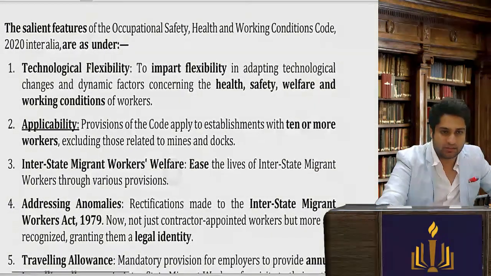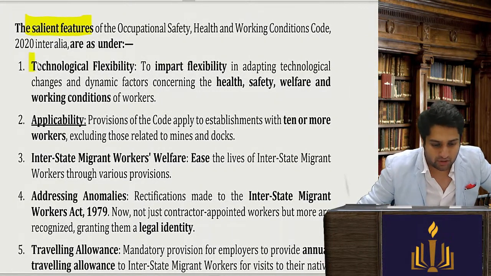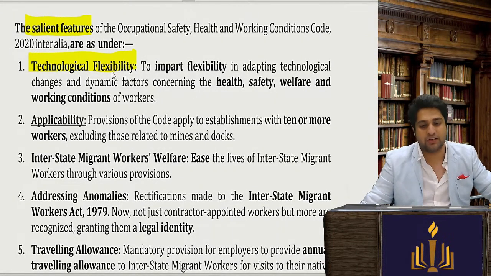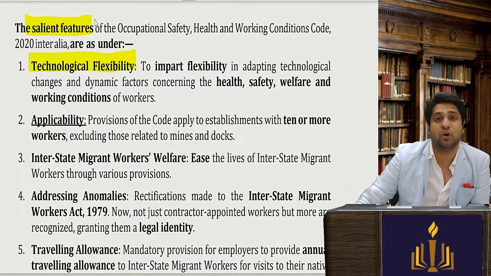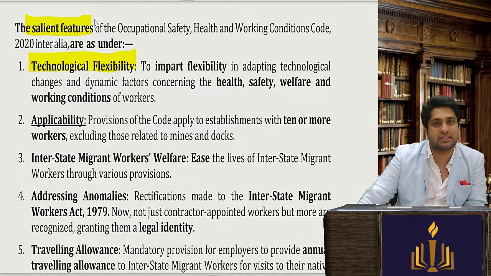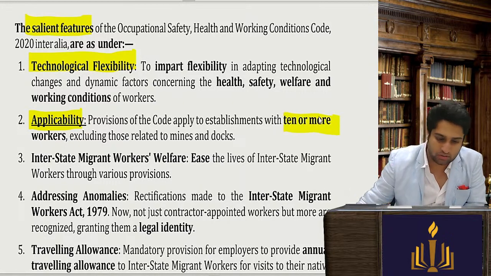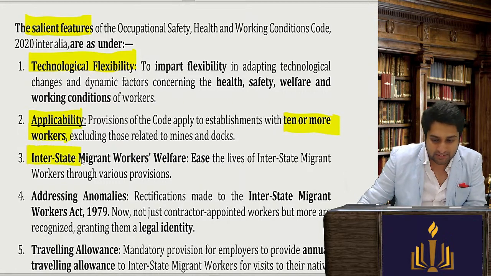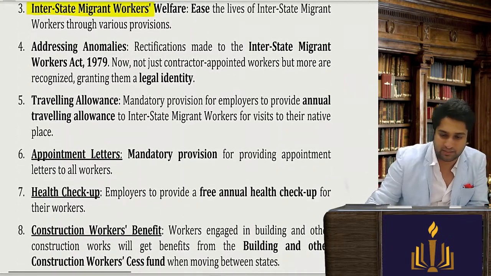Now let's see some of the salient features. First is technological flexibility. They have started incorporating technology, making digital databases, keeping digital records. Everything is there. Technology has been introduced. Applicability: whenever there are 10 or more, this code will apply. Interstate migrant workers have also been included and their benefits have been given.